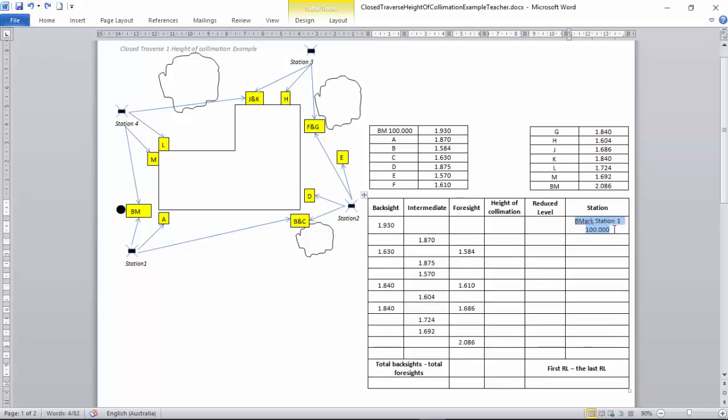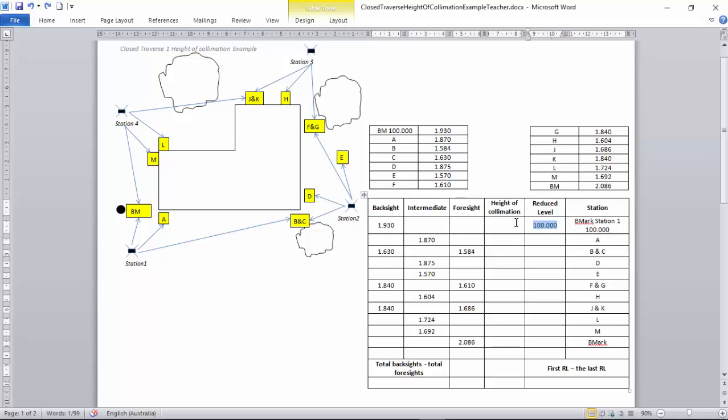Right, we then move on. On the right hand side of our booking sheet we've got a benchmark, which is station 1, and we've just nominated that at 100. Okay, then we've just filled down what the rest were. We've got our readings at A, B and C are a station 2, D, E, F and G is station 3, H is an intermediate reading, and J and K is our final station.